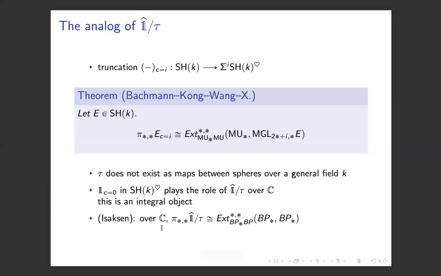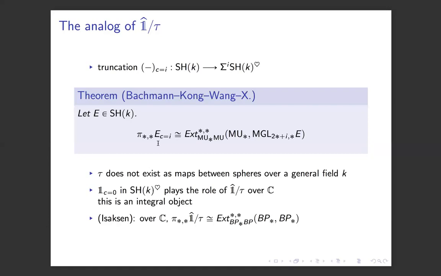And recall that over C, Isaksen proved that the cofiber of tau homotopy groups can be completely described over here. And in our case, for an arbitrary field K, if we put E equals 1, the sphere spectrum, and i equals 0, so this is the Chow degree 0 part of MGL_{**}, which is just MU_*. So over C, we have an integral object whose homotopy groups are going to be Ext over MU_*MU. And if we do a p-completion, that gives us the p-primary part of that for each prime. So in that sense, this is also a generalization of the situation over C, but this is more general.